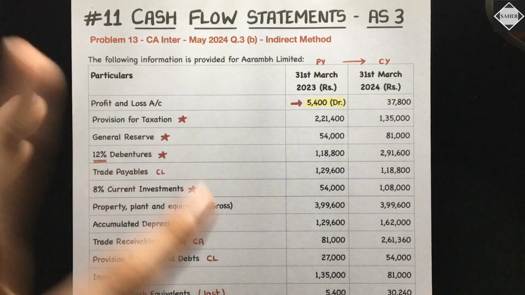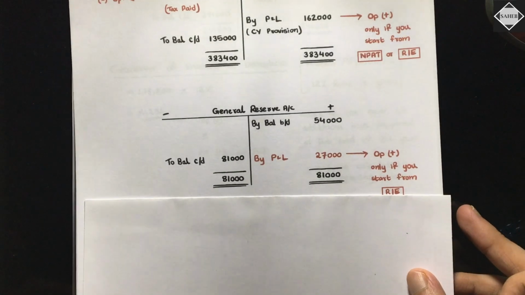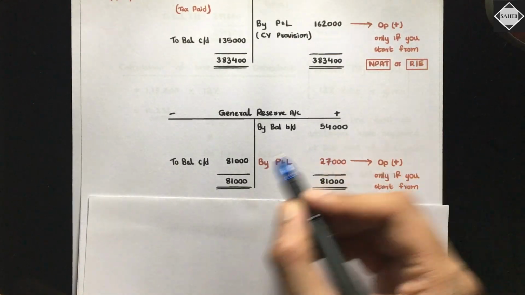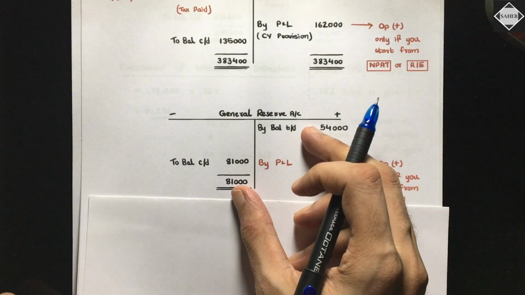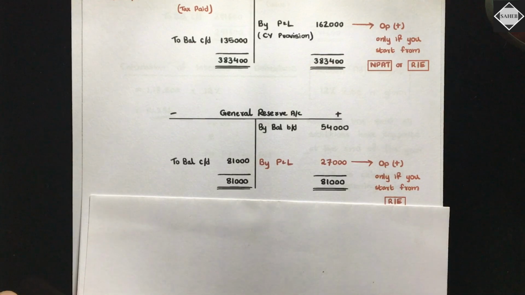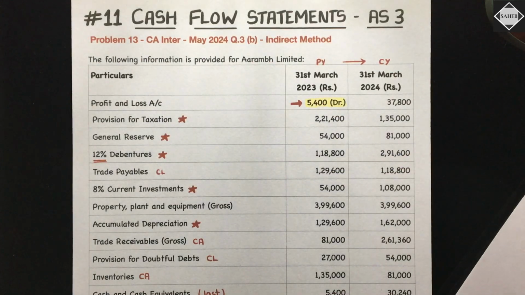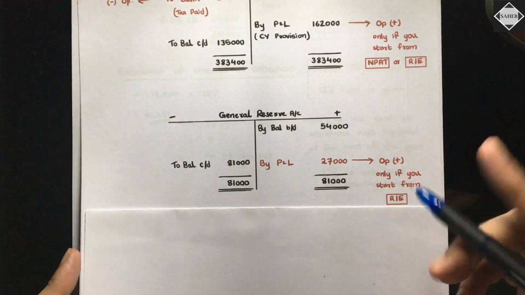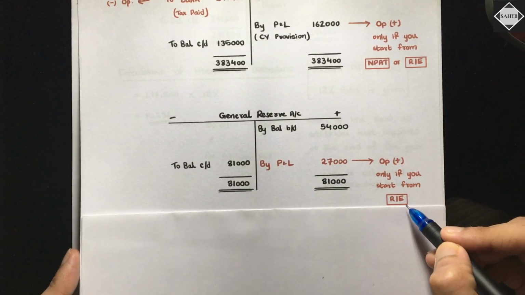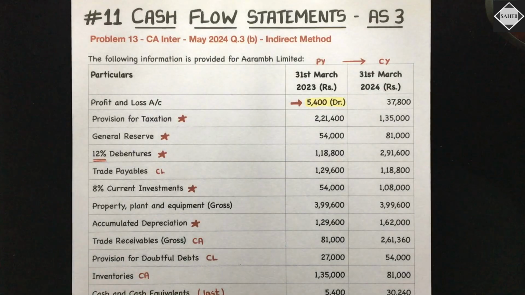So that also we are going to reverse in the indirect method. We are going to add back. Do you want to see the ledger account? See, general reserve account. It's really simple. Opening balance 54,000, closing balance 81,000. You don't have to create a ledger account for GR and all. I'm just showing you. You have to create this in your mind only. There is no adjustment, nothing. Directly you can understand. Is it clear? Simple. So 27,000, you have to add it, if you are starting from retained earnings. You have to reverse the appropriation in the format of indirect method.